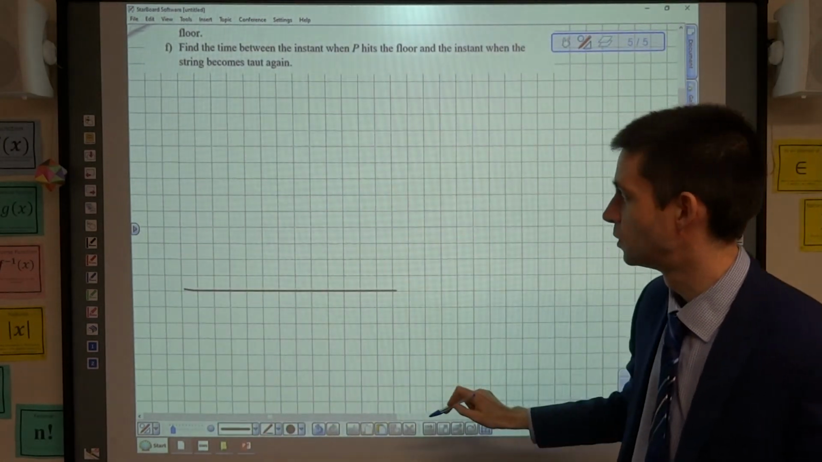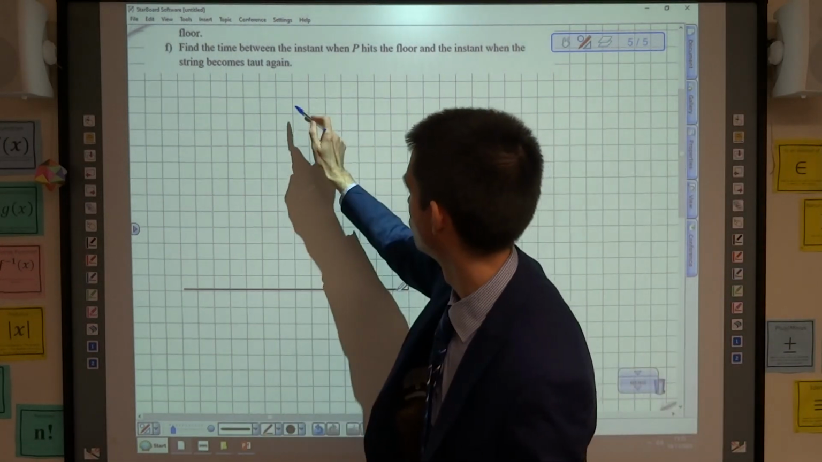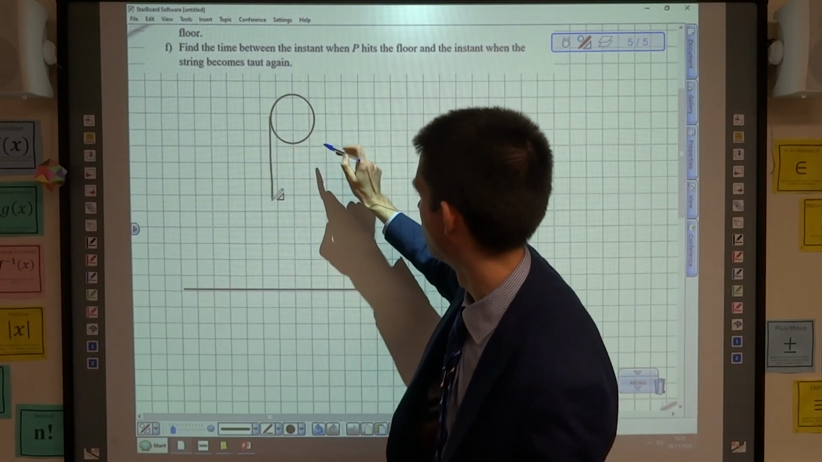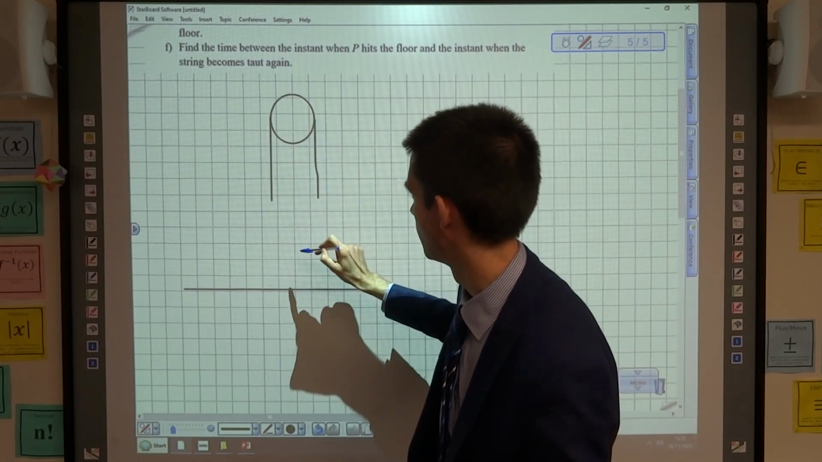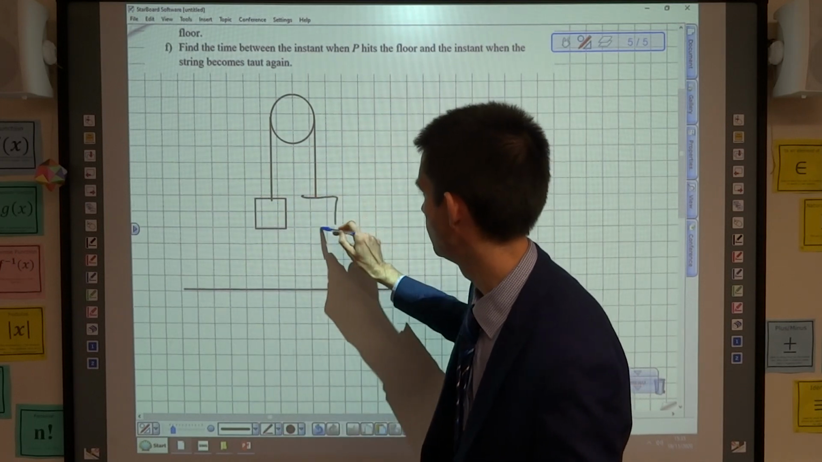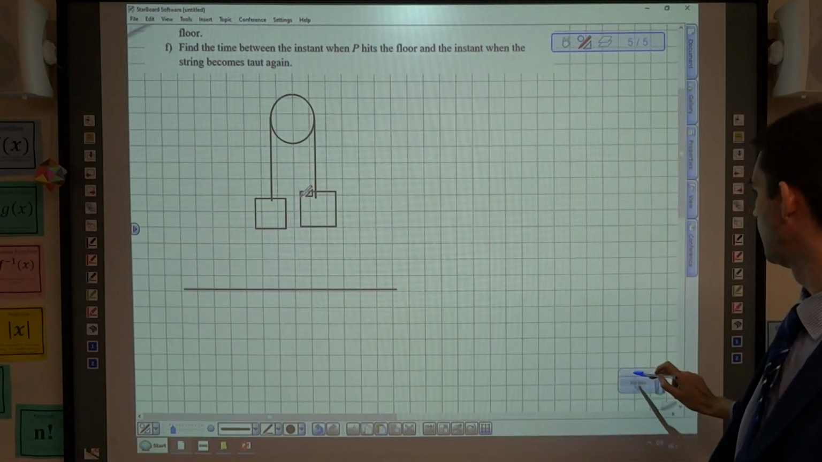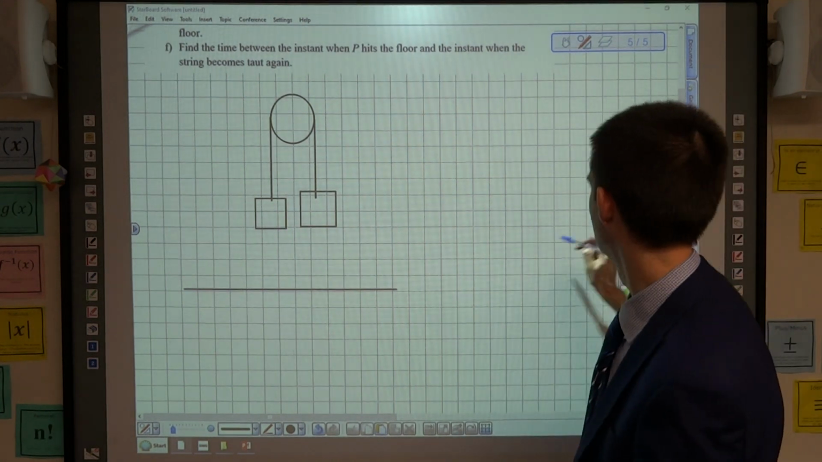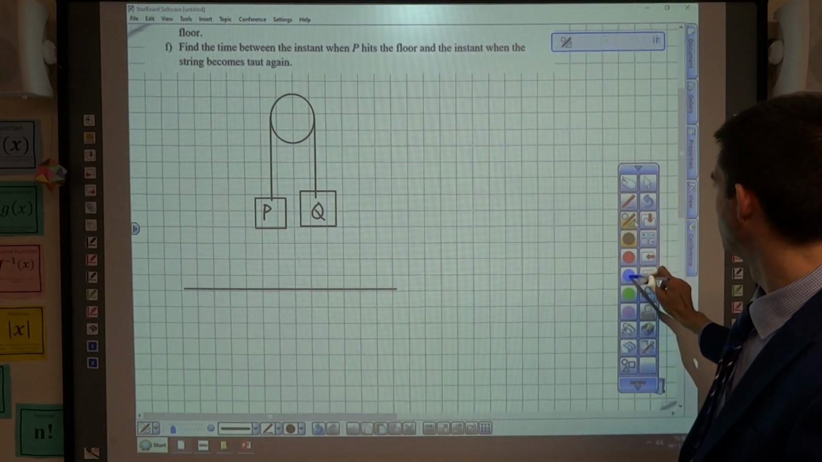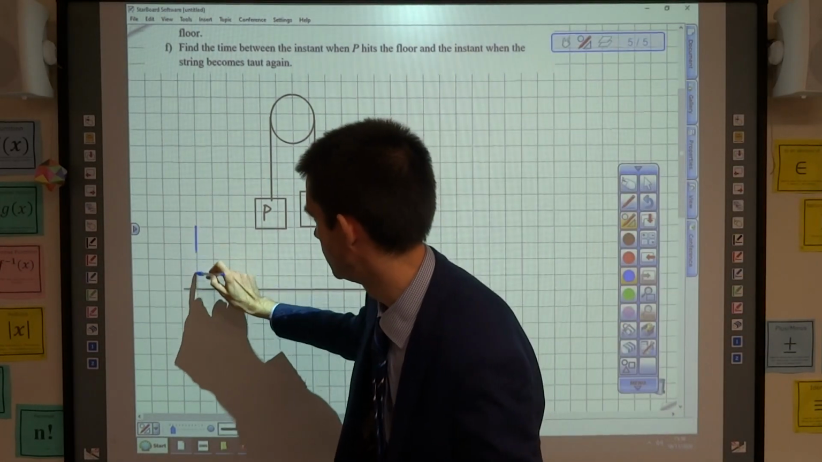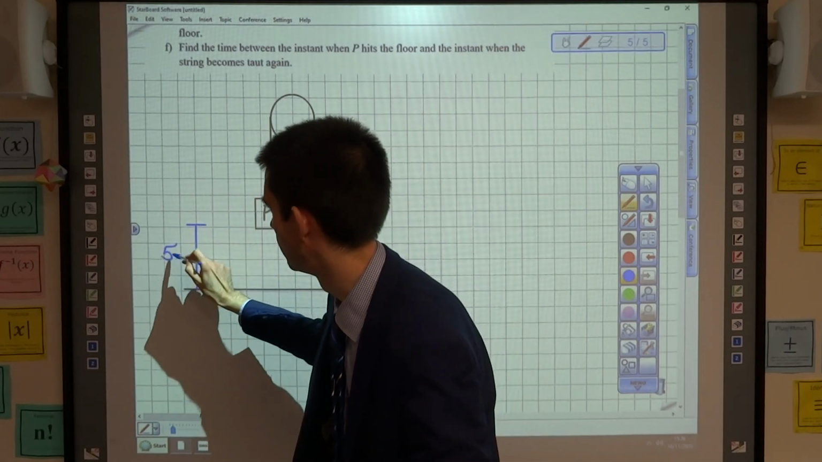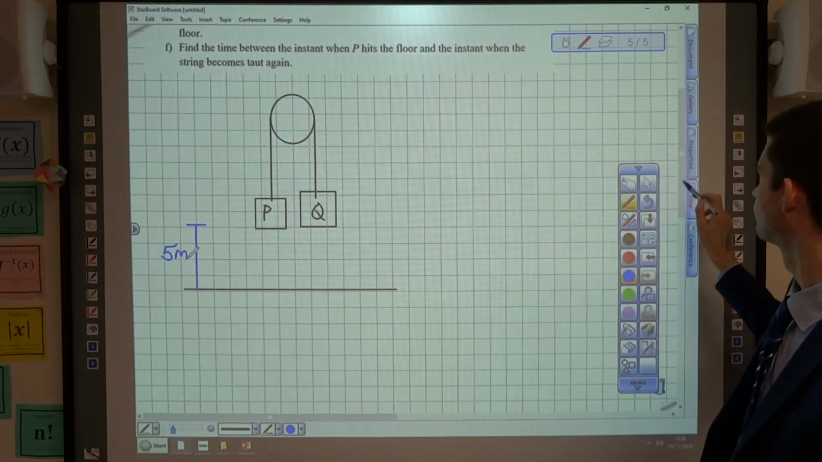I'm going to draw the floor here. I'm going to draw a smooth pulley with a line down like so and a line down like so. I'm going to have a particle P and I'm going to have a particle Q. So there's P, there's Q, and I'm going to note on my diagram that the distance above the floor initially is 5 metres.